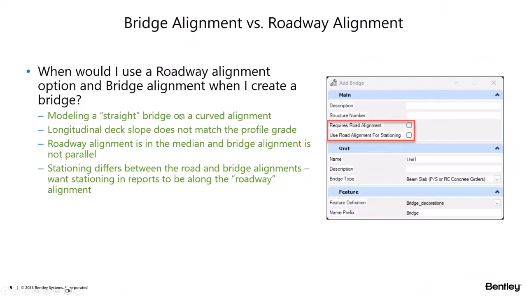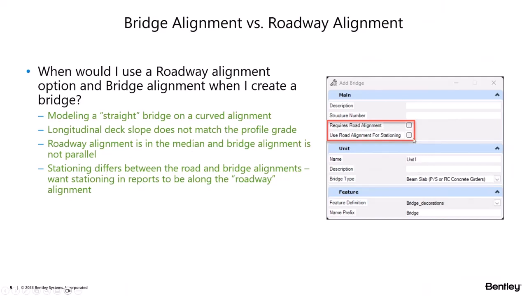Well, if you're modeling a straight bridge on a curved alignment, it can be very handy. Your longitudinal deck slope isn't the same as the profile grade of the roadway alignment. And that's probably going to happen when the roadway alignment is out here in the median and the bridge alignment isn't parallel to the roadway alignment.